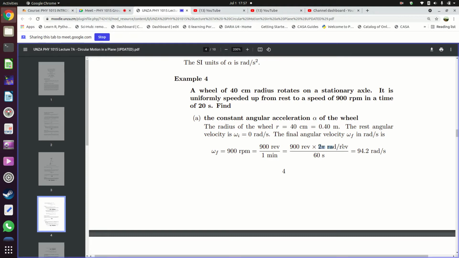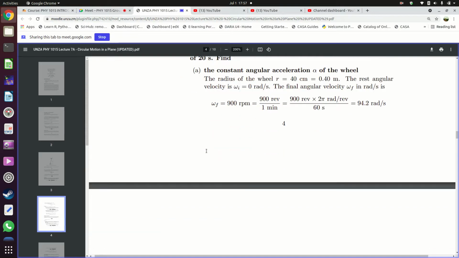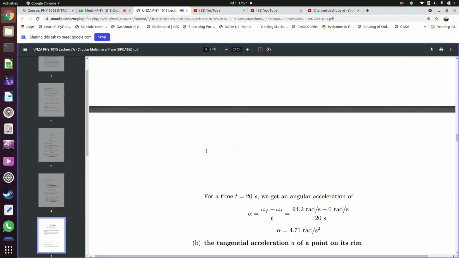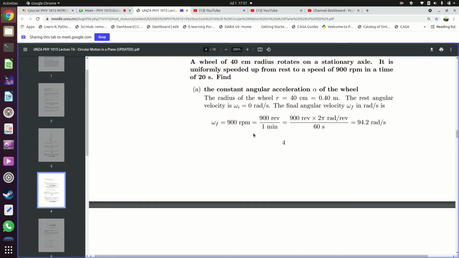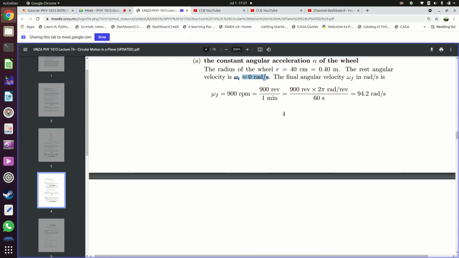So you multiply by this, then you divide by the 60 seconds, and you're going to end up with 94.2 radians per second. This is the final angular velocity. The initial angular velocity is 0 RPM, and that 0 RPM is just 0 radians per second. So you have the initial angular velocity, which is 0 radians per second, and your final angular velocity, which is 94.2 radians per second.